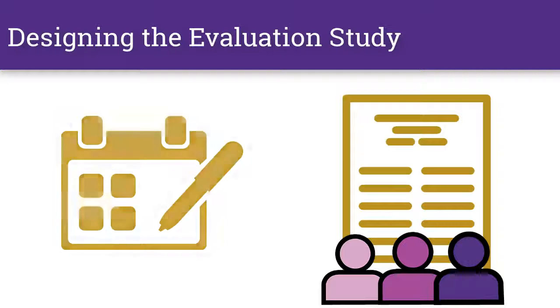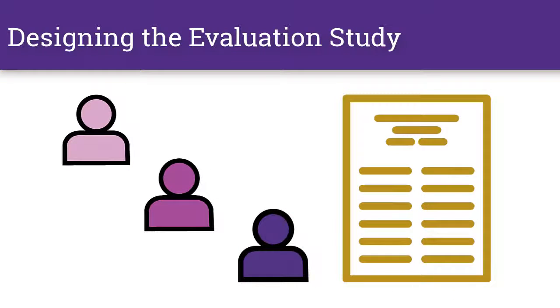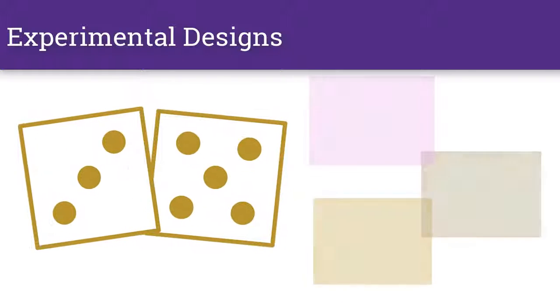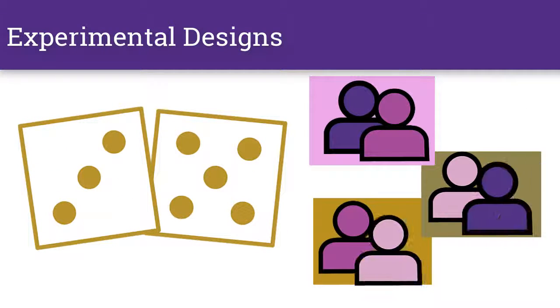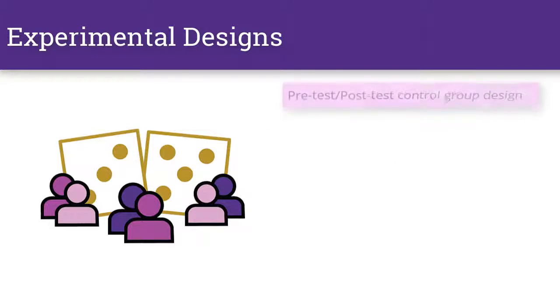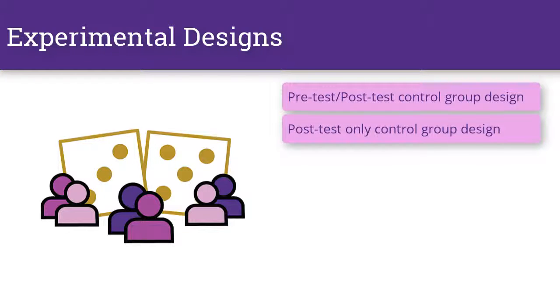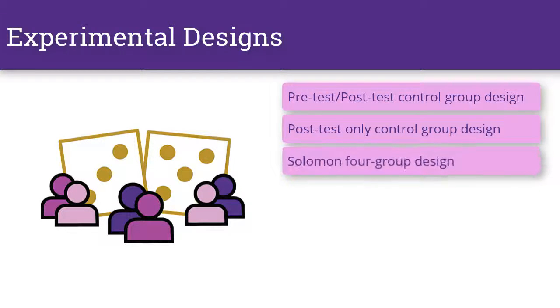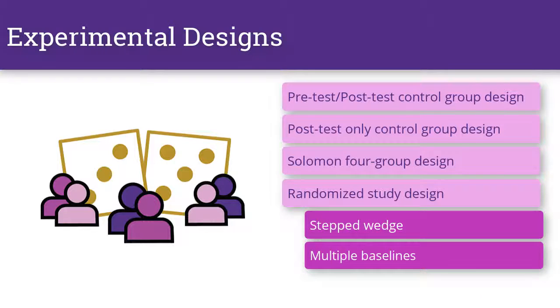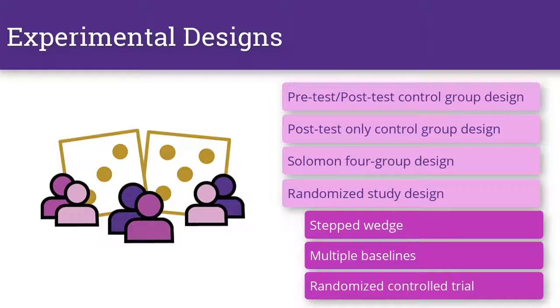Research design refers to the planning of a study, including how participants are assigned to different study conditions. Experimental designs involve the randomization of participants to study conditions. There are several types of experimental design, four of which are pre-test, post-test control group design, post-test only control group design, Solomon four-group design, and randomized study design, such as the stepped wedge, multiple baselines, and randomized controlled trial.